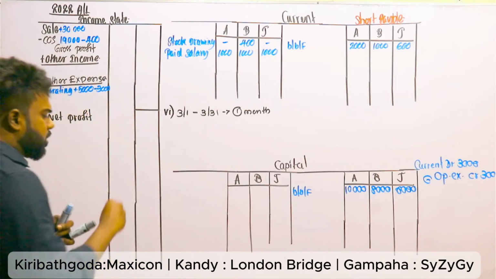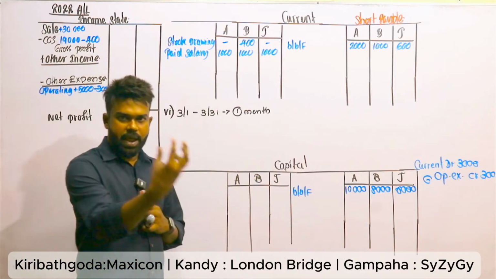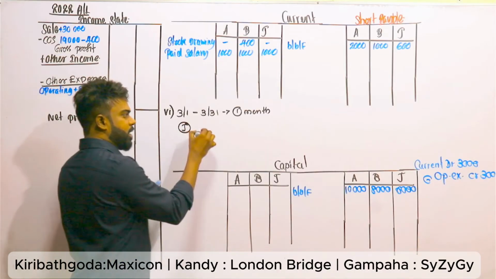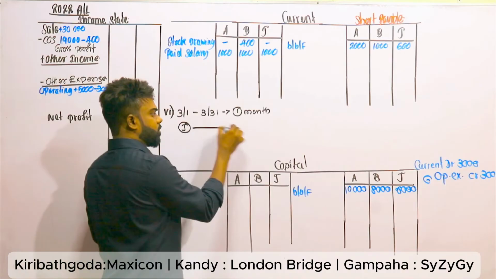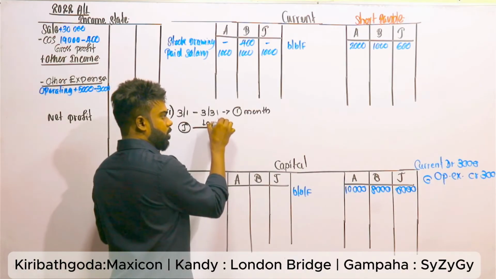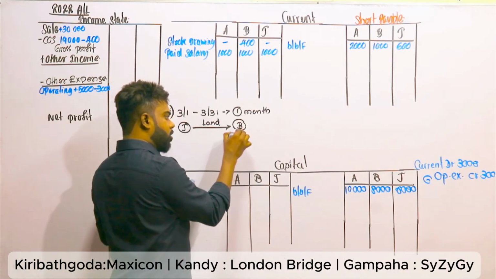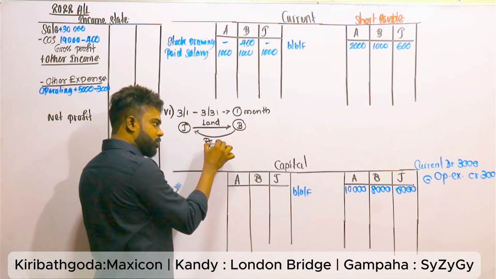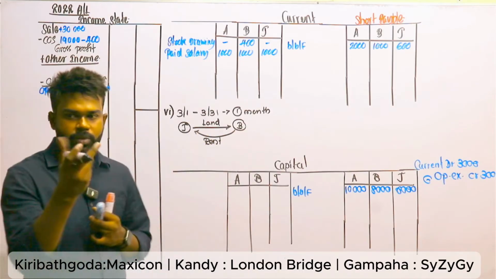So if Jayani provided land to the business, right? Therefore on the other hand, what happened? Rent should be my income or expense. Rent should be income or expense to the business.